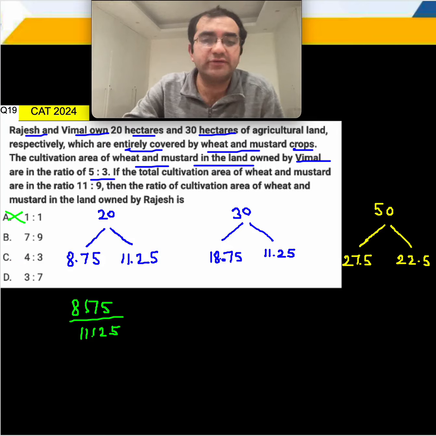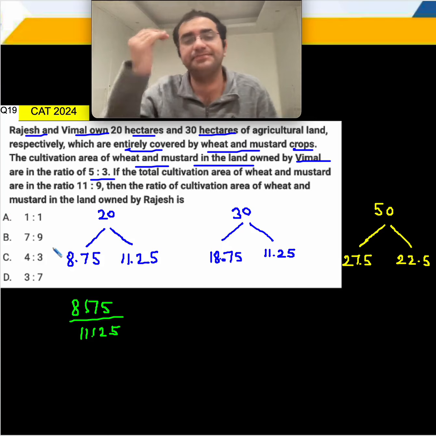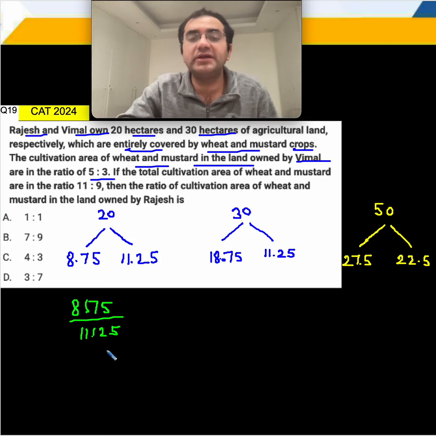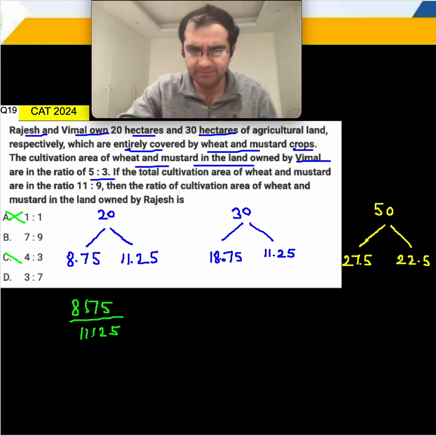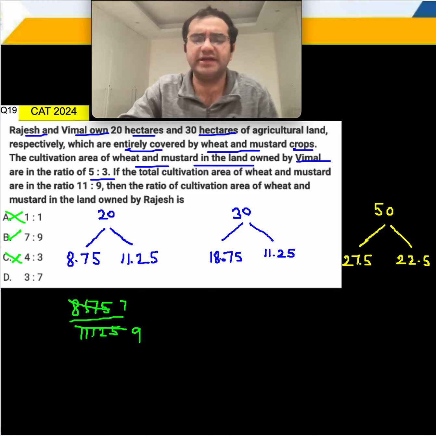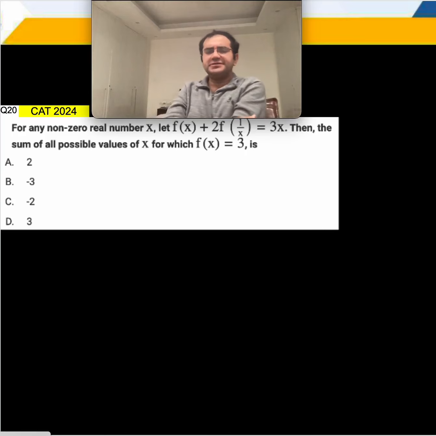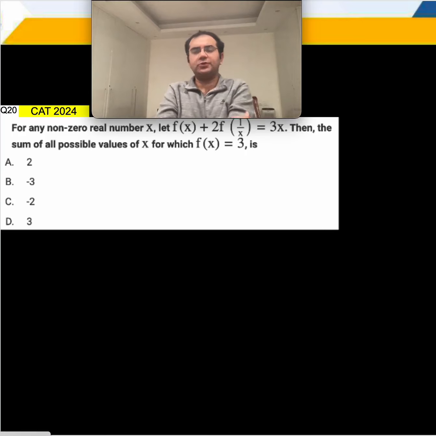So what I did over here was, suppose you have only 10 seconds left. So 875 upon 1125 is definitely less than 1, right? So 1:1 is gone, 4:3 is gone, but it's quite close, not that far, right? So therefore 7/9 will be the answer rather than 3/7. Otherwise you divide and get 7/9 as the answer for question 19. This is a previous year question that has repeated.